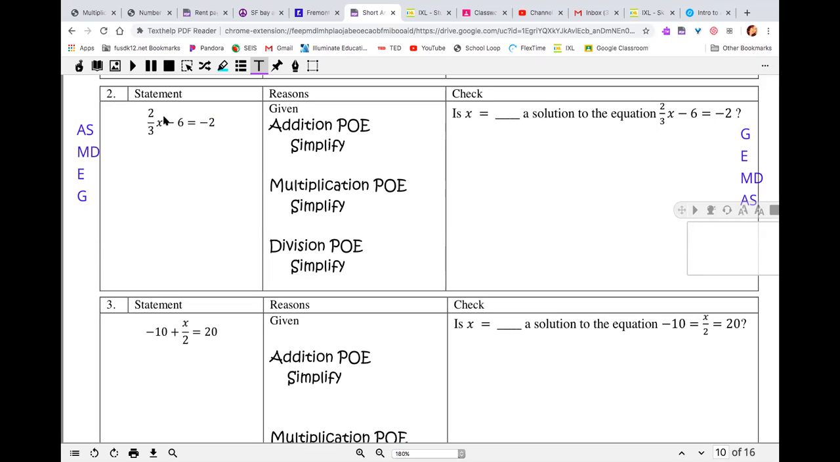Minus 6. Yeah, and what am I going to do with it? Plus 6 on both sides. Okay, good, because right here it tells us too. So Jolene said I'm going to add 6. And right there it says addition POE, APOE. Add 6.